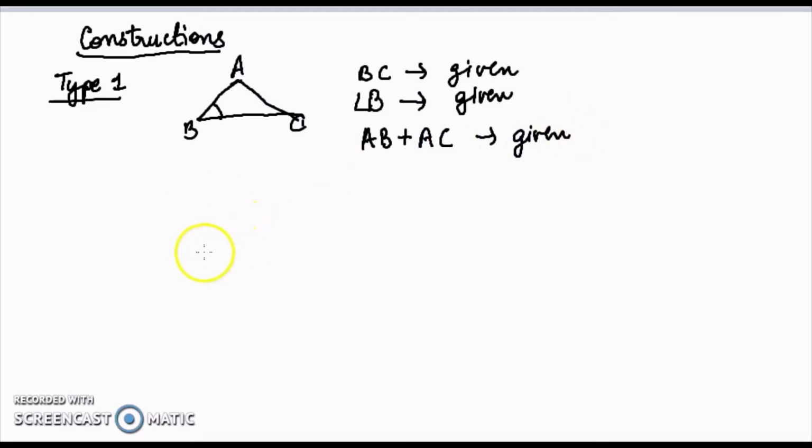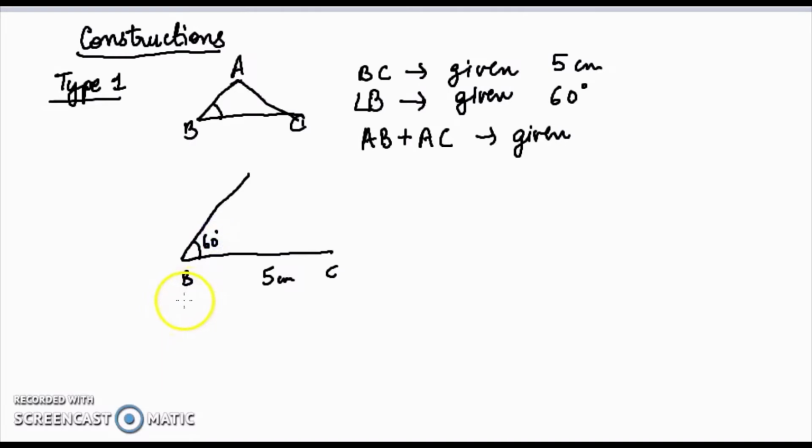So in this, what you will do is you are going to construct first BC, which is given to you, whatever, say the length is 5 centimeter, and angle B 60 degree. So you will draw a line segment first, BC 5 centimeter. Then you will construct angle B as 60 degree. After that, AB plus AC is given to you. Let's say they are telling it is 13 centimeter.